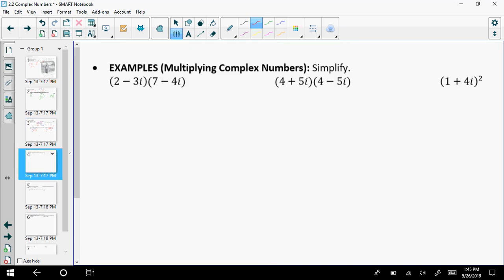All right, now let's look at multiplying. So notice, I know I'm going to multiply because there's multiplication. When they're written right next to each other, that's multiplied. And we are going to FOIL, like what we did in an earlier unit. So first times first, 2 times 7 would be 14. Now let's do outer. So 2 times a negative 4i would be negative 8i.